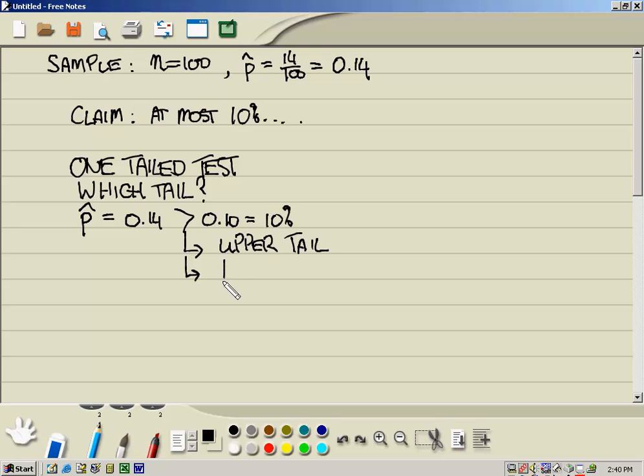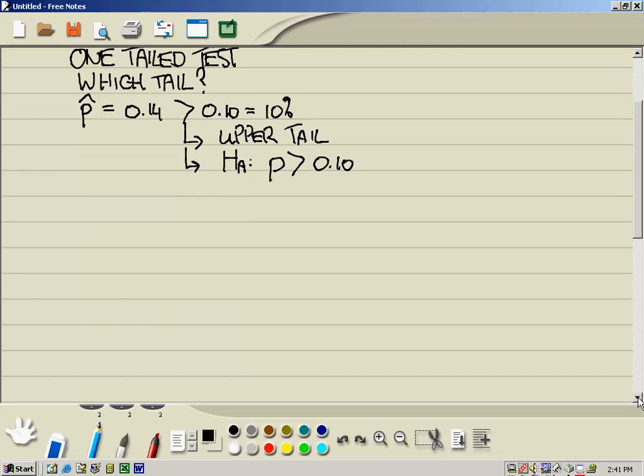And now we want to write down the alternate based on that. We have that P hat is greater than 10%. Change the P hat to the population equivalent. The question is P greater than 10%? Okay, that's the way we set up our hypotheses. Let's now write down both hypotheses. Null hypothesis, and actually let's write down the alternate first since we already have that. P greater than 0.1, and so the null will be P less than or equal to 0.1.